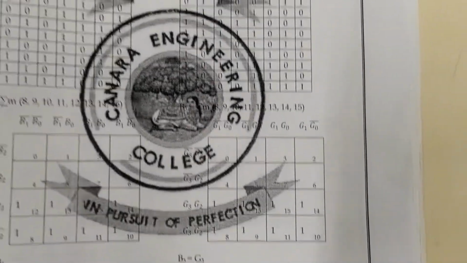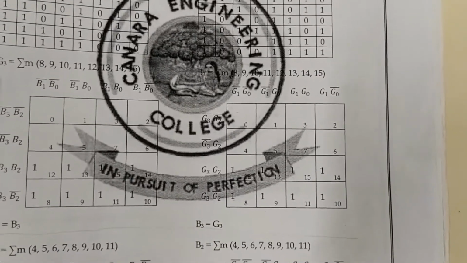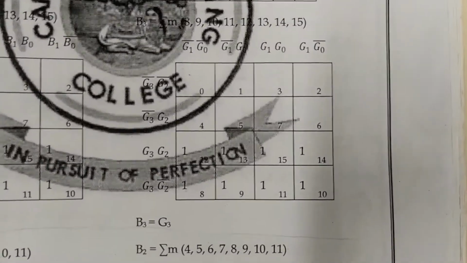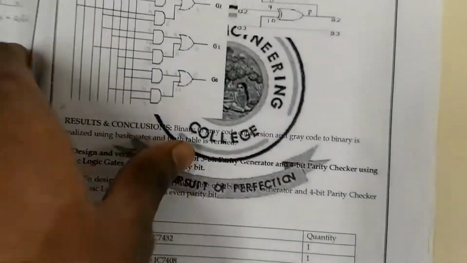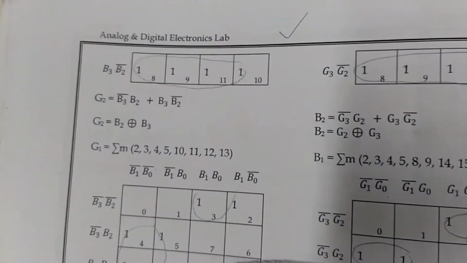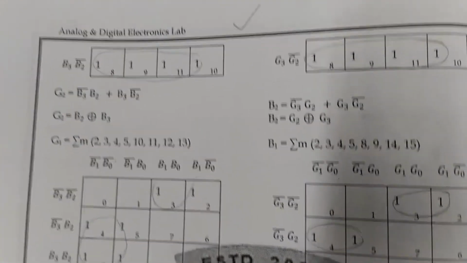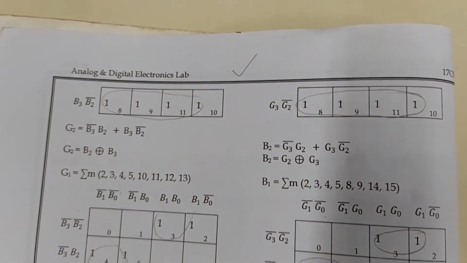Moving on, the values in the truth table have been plotted in the K-map. From the K-map we get the formula B3 equal to G3, and we also get the formula for B2 equal to G2 XORed with G3, or you can write the other form, G3 bar into G2 plus G3 into G2 bar.